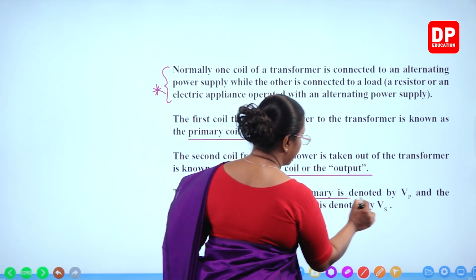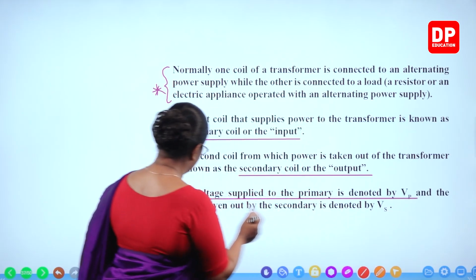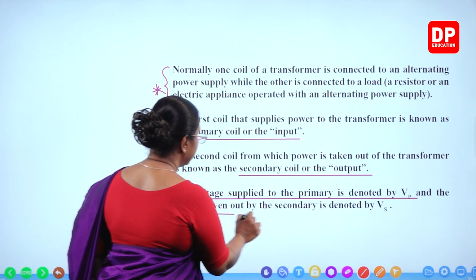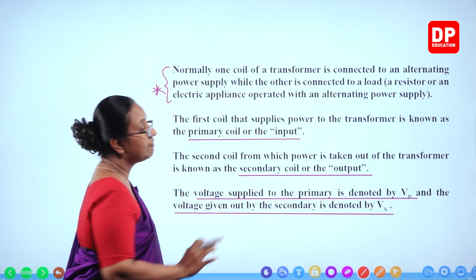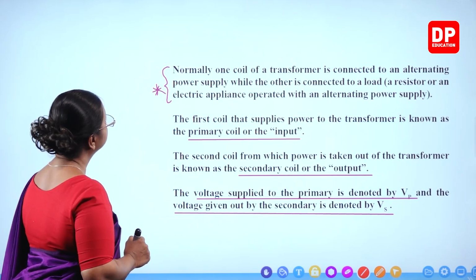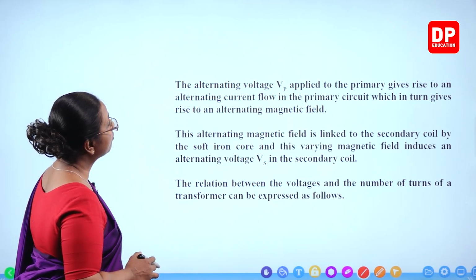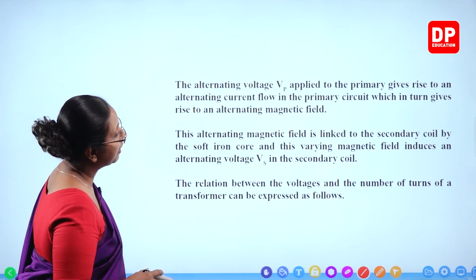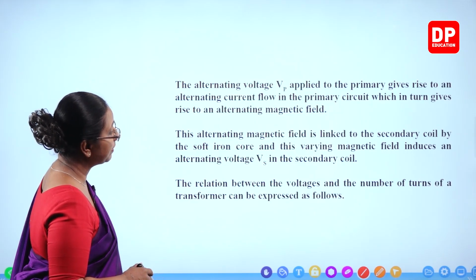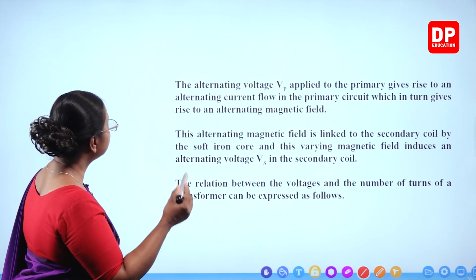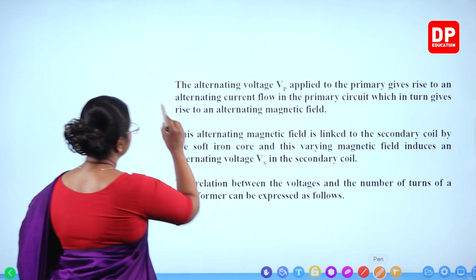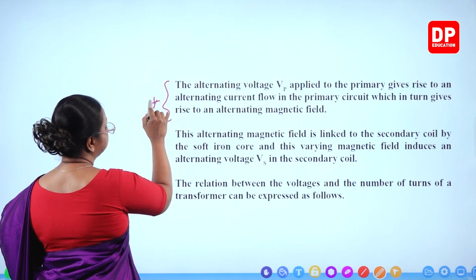Voltage supplied to the primary is denoted by Vp, and the voltage given by the secondary is denoted as Vs. So these are all what we already discussed. I'm sure you can understand that. Then the alternating voltage Vp applied to the primary gives rise to an alternating current flow in the primary circuit, which in turn gives rise to an alternating magnetic field. So we have understood this.